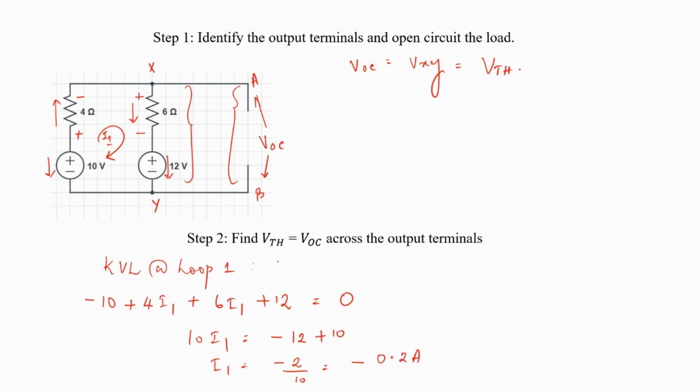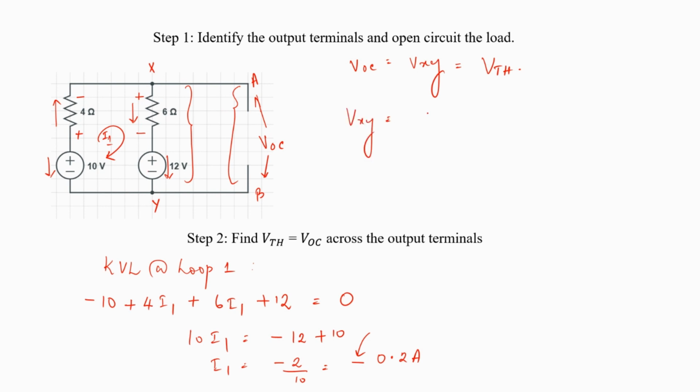So this means the value of I1 is 0.2 amps, but the direction that I have assumed is supposed to be in the anti-clockwise direction because there is a minus sign over here. So that is now taken care of by this minus sign, the direction of I1. Having obtained I1, I need to find out Vxy. So what is Vxy now? So let's look at these drops and find out.